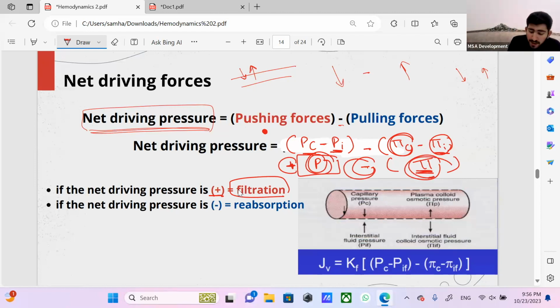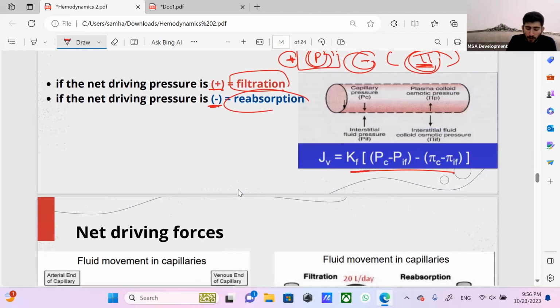If it's negative, this means the pulling force inward is higher, and it's reabsorption. So I hope this is clear. This is the actual formula, the one I'm explaining. So please follow this. Don't follow whatever is in Dr. Simon's slide, because I hate that formula so much. And so forget about the KF.